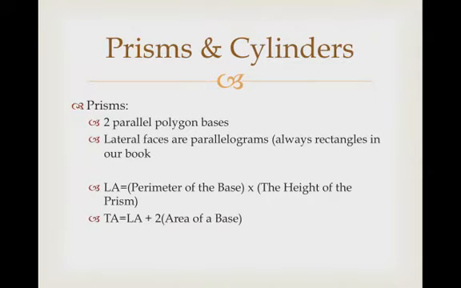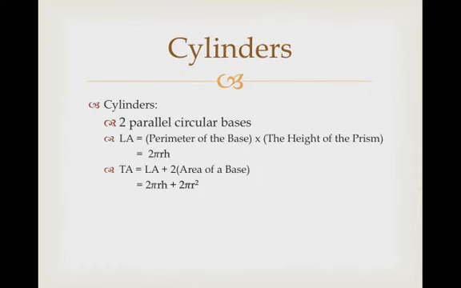So prisms have two parallel polygon bases and rectangles as the lateral faces. The lateral area is just the perimeter of the base times the height of the prism. Not the height of the base. The total area is going to equal the lateral area plus 2 times the area of the base. These last two formulas should definitely be on your formula sheet.